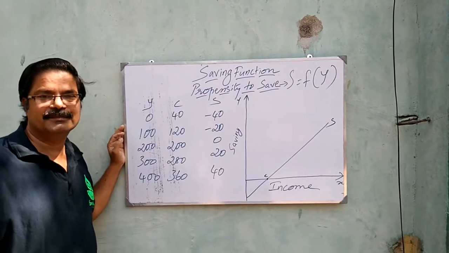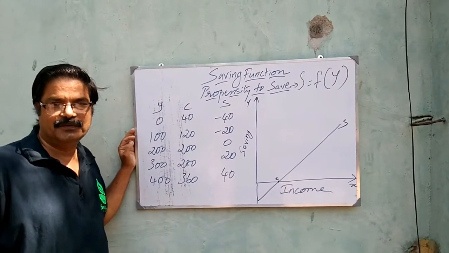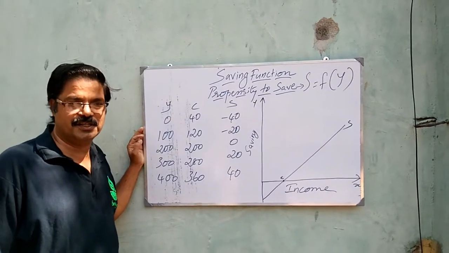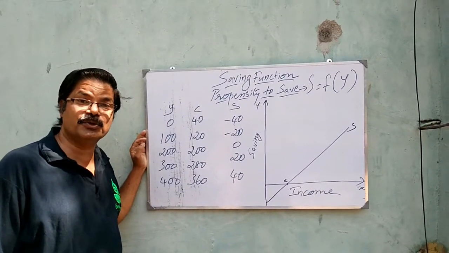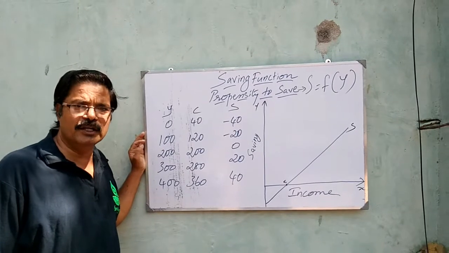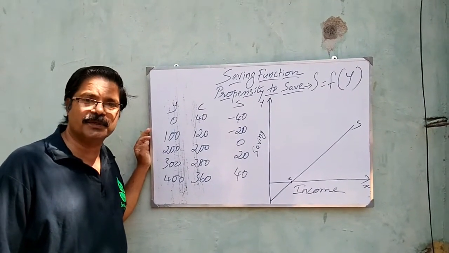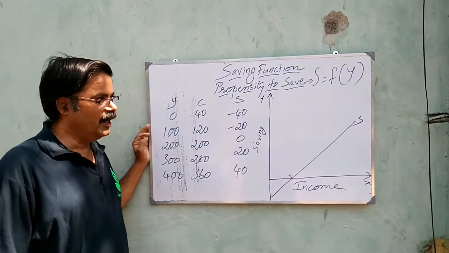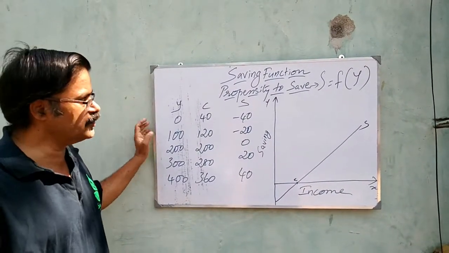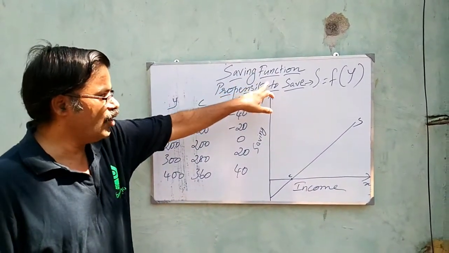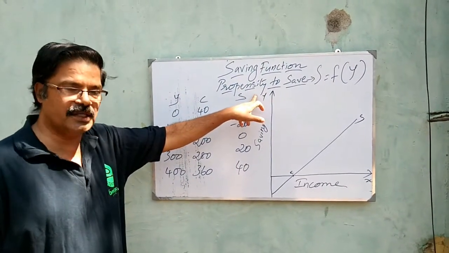Namaste students. In the last video, we learned consumption function, that is propensity to consume. We also learned average propensity to consume and marginal propensity to consume. Now in this video, let us go on to saving function or propensity to save.